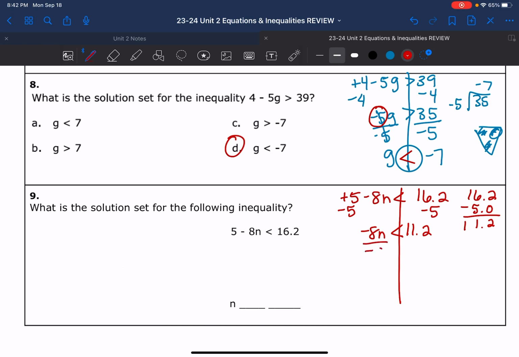Okay, now here I'm going to divide by negative 8. Divide by negative 8 becomes a 1 here. I'm going to leave a space because we're working with inequalities. And let's go ahead and divide over here.